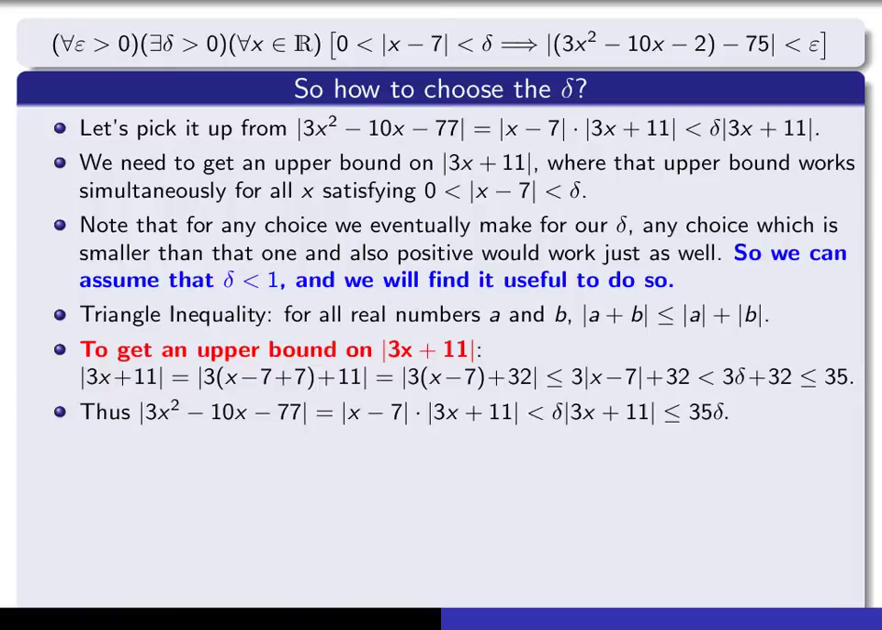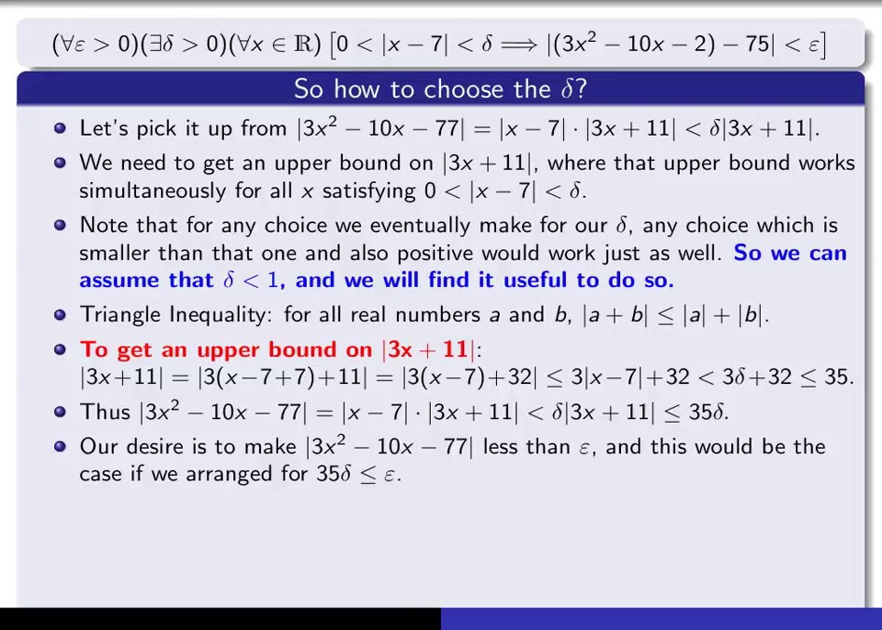So now to make use of that upper bound on absolute 3x plus 11, we look back here. Okay, we know that this part is smaller than 35. That's what we just got in the previous step. So this whole thing is smaller than 35 delta, which is what we wanted. So that gives us this step here. This thing is smaller than 35 delta.